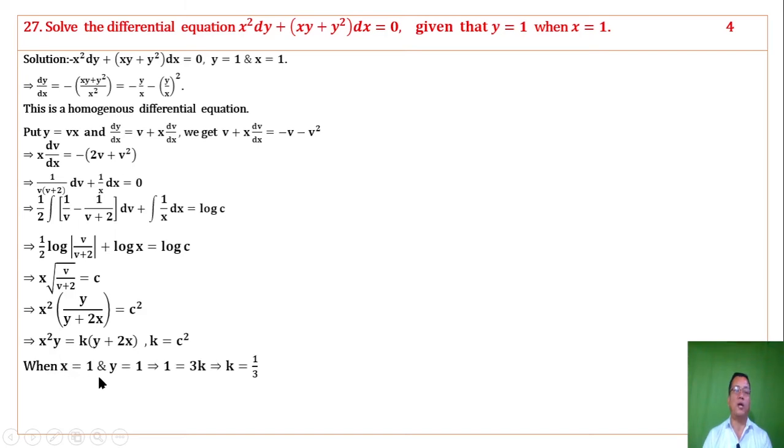When x equal to 1, y equal to 1, we have k equal to 1 by 3. Therefore, the final solution is this. Thrice x square y equal to y plus twice x.